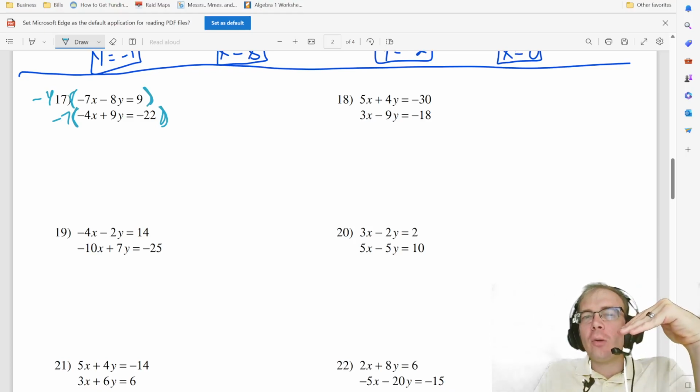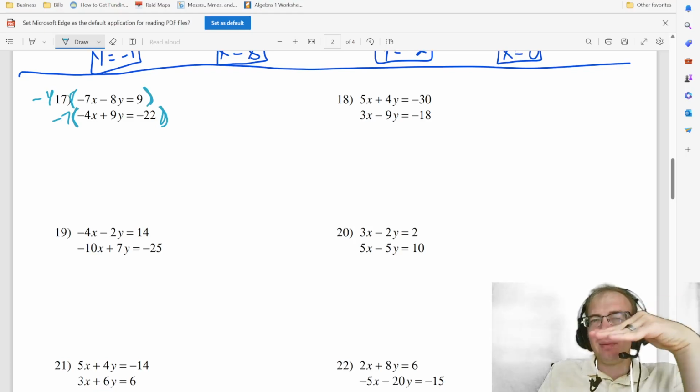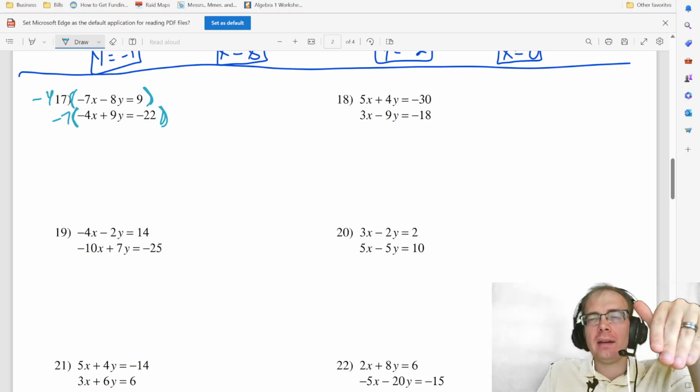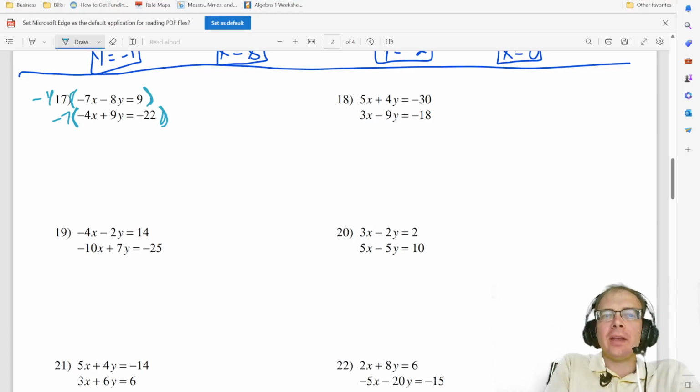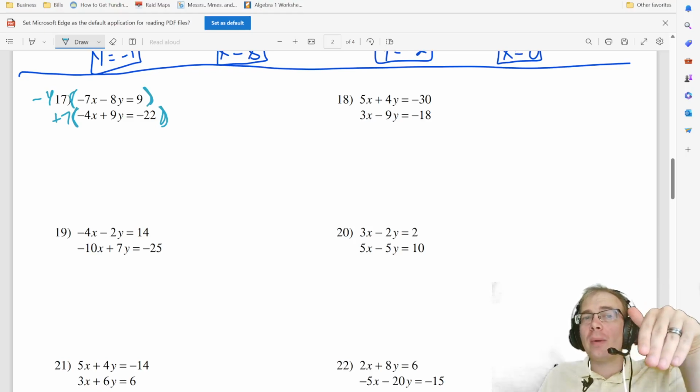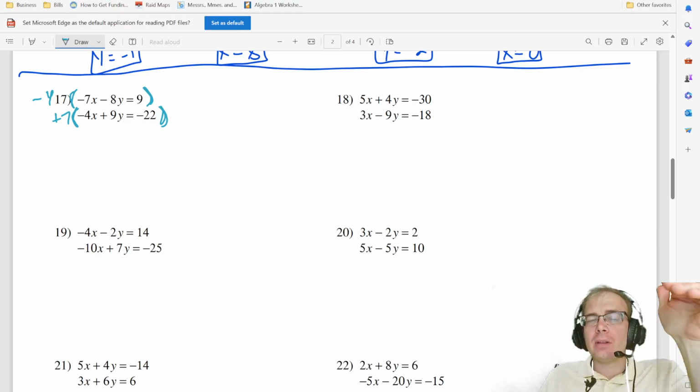Just be careful though, because you have to distribute that negative on the bottom row. So you'd actually be adding 22, and you'd actually be subtracting a 9. Okay, so just be careful there. What I'd rather do is just change the sign of one of them so that they're just opposites already. So just make that one a positive. Basically multiply them by the first number you see. Multiply the other equation by the first number you see.